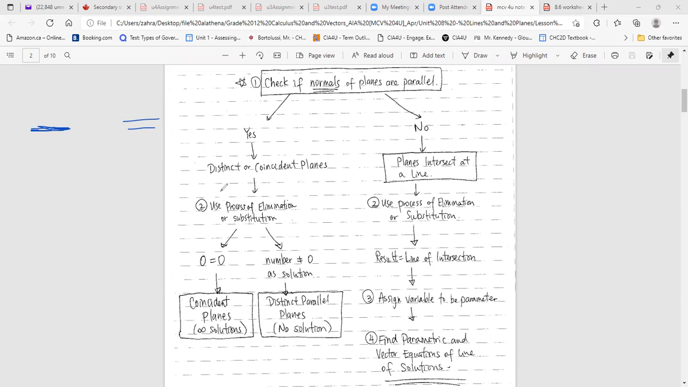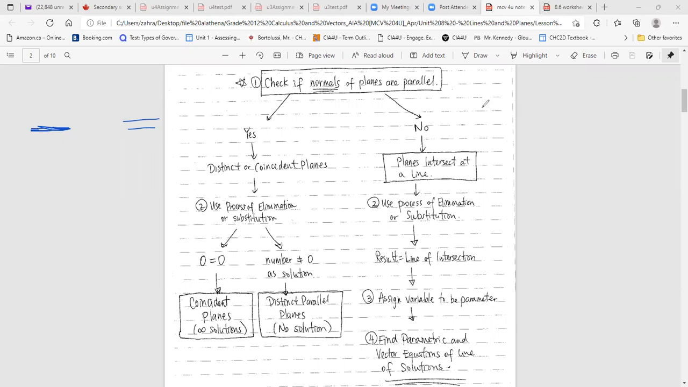So if you use the process of elimination or substitution, you get 0 equal to 0. So this is going to be infinite solutions. That was going to be this case. If you do the elimination and substitution and you get a nonzero number equal to 0, of course, this is not possible. Hold on, the two parallel planes are distinct. So it would be this case, no solution.